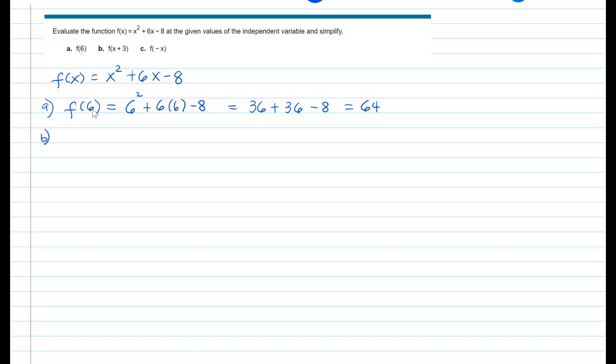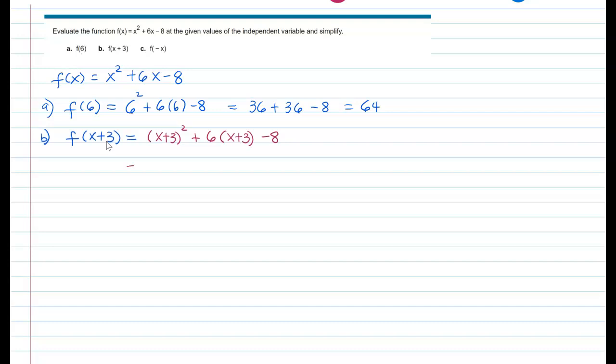Letter B. We are to find f of x plus 3. So this would mean that we would replace x here in the expression for f of x by x plus 3. Okay, that means you evaluate the function f at x plus 3. So in other words, you will have, replace x by the quantity x plus 3 squared plus 6 times, again replace that by x plus 3, then minus 8.